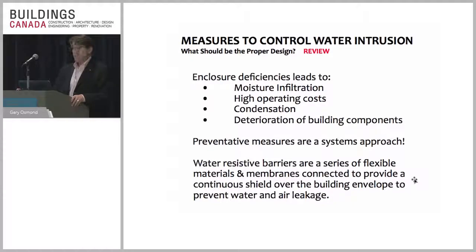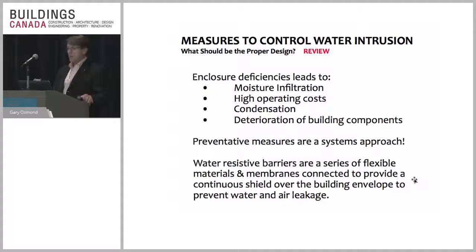So in review, deficiencies in the enclosure are going to create problems for us. As moisture is going to get in, you're going to increase your operating costs because maintenance is an issue, and you're going to see deterioration of building components over the short term or over the long term. So these preventative measures that I'm talking about are a systems approach. It's not a product that goes on. It's taking a look or having the wherewithal as you're looking at the product and the project and the deficiencies to ensure that everything works together.